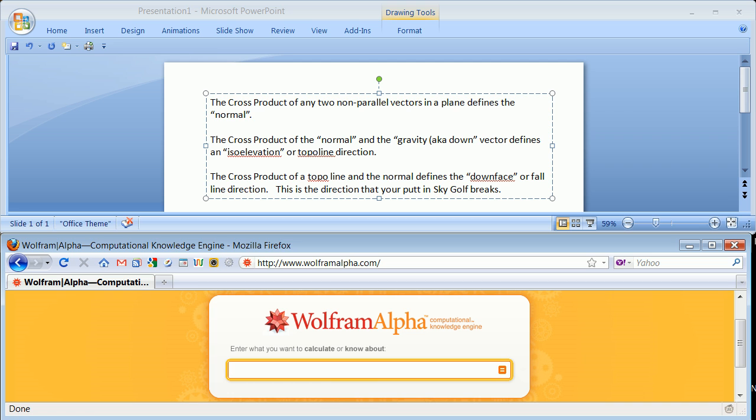So it shows you along a face of a tin the direction that would be the topo line, any topo line in that triangle of the tin, or any plane. And finally, the cross product of a topo line vector and a normal vector typically defines the down face or fall line direction.